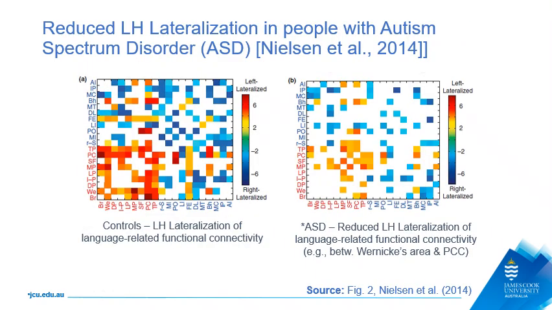On this slide, I want to show reduced LH lateralization in people with ASD. In controls without ASD, we can see there is LH lateralization of language-related functional connectivity, as indicated by the red rectangle. By contrast, when we look at people with ASD, there is reduced LH lateralization of language-related functional connectivity, as shown by the second red rectangle.